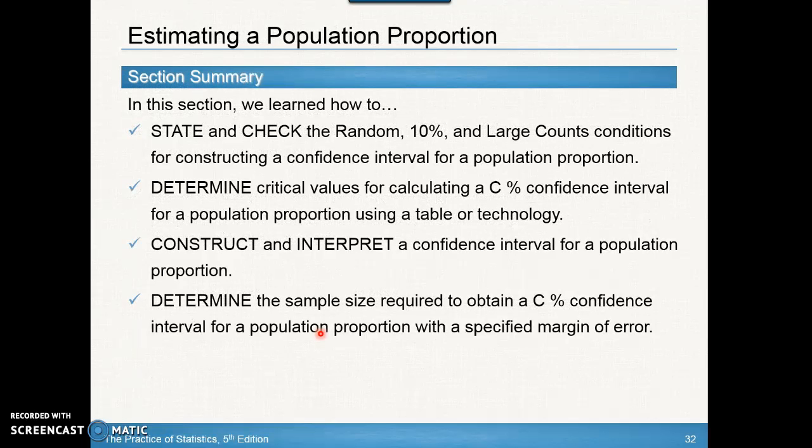All right, so in this section, we stated and checked the random, 10%, and large counts conditions. We found the critical values, and you constructed and interpreted the confidence intervals. The next section, what we'll be looking at is constructing and interpreting confidence intervals for sample means.